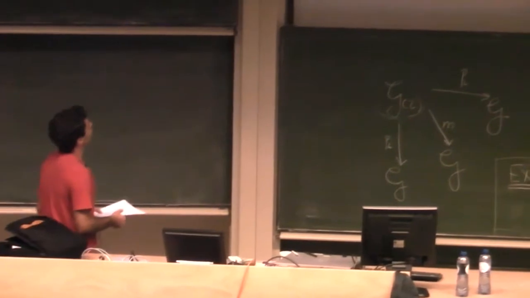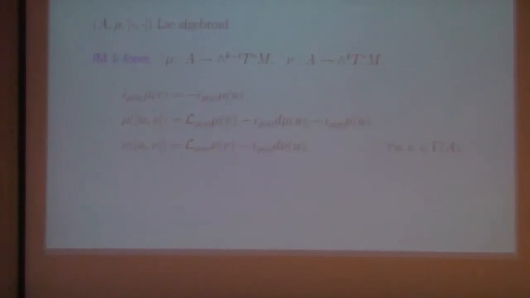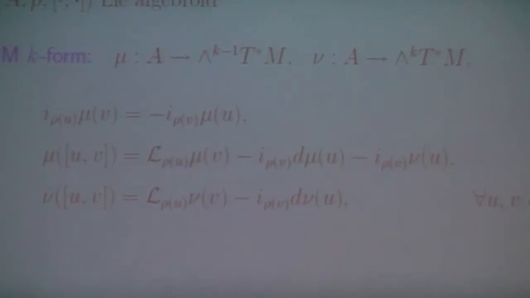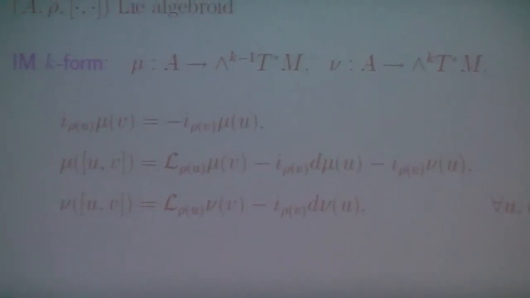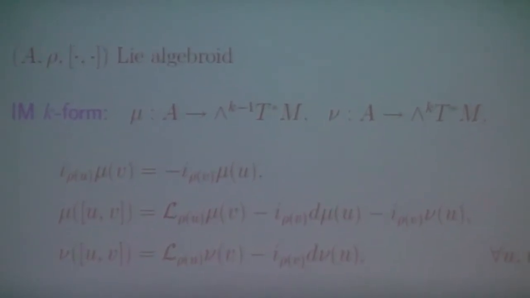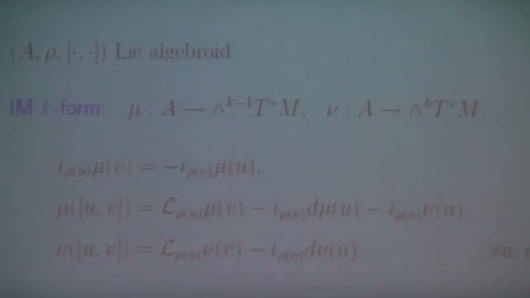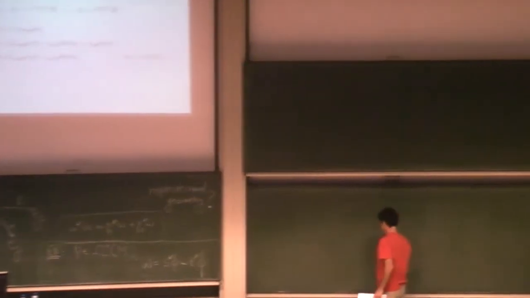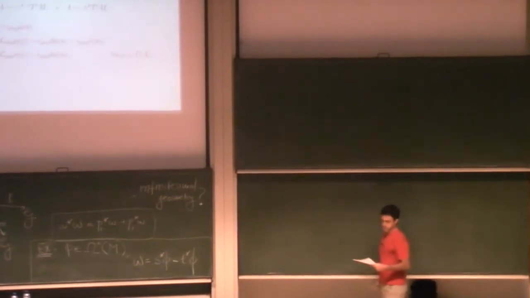So basically, if you have a Lie algebroid, I'll be concerned with pairs of maps from the algebroid into exterior powers of the cotangent bundle of the base manifold, right? So the maps are mu and nu, and they satisfy three equations. Okay, so I don't really expect you to understand the meaning of these equations right now, but let me just tell you how these equations arise, or how you could deduce them, at least as related to the problem.